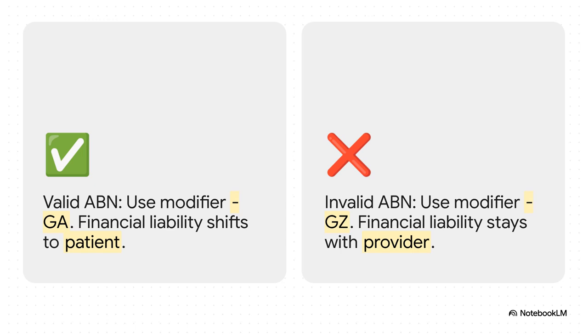Here's the massive financial liability shift you need to know. If you have a perfectly valid ABN, financial liability transfers directly to the patient. But if that ABN is invalid or missing altogether, the healthcare provider eats the cost. That means mandatory write-offs for the practice, and nobody wants that.